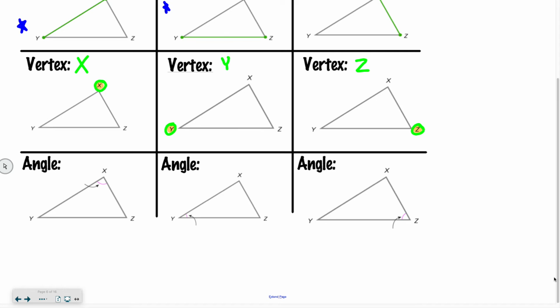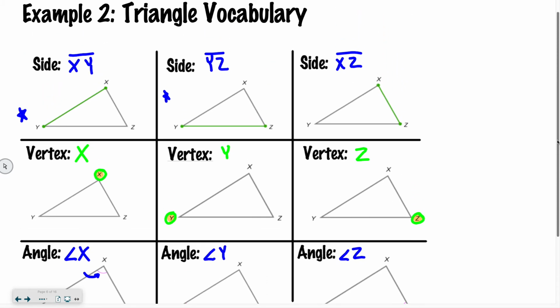And then our next example, we're talking about angles. So if I look at this picture, I see that there's an arrow pointing at angle X. So I draw my angle marker and I say X. My next one, I see that I have angle Y. And my last one, I have angle Z. So that's just how you name the sides, vertex, and angle on a triangle. Okay, so if you have questions about that, please be sure to ask for some help. I'm happy to help you.